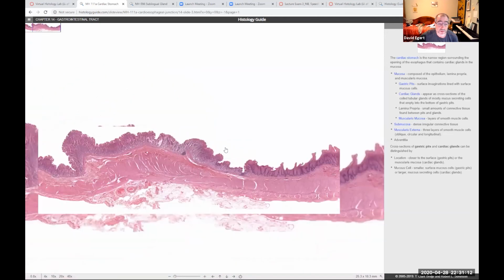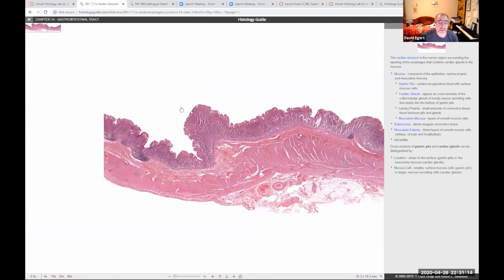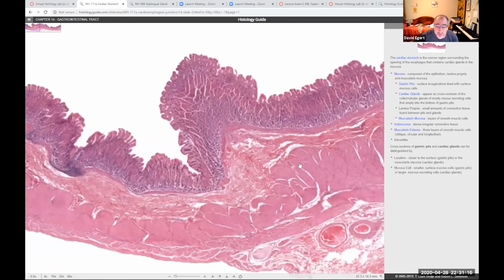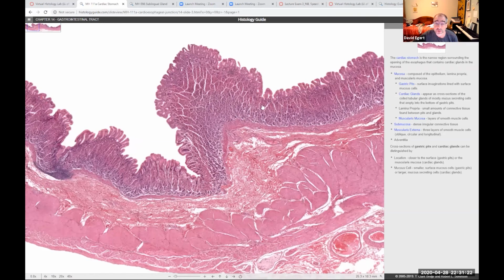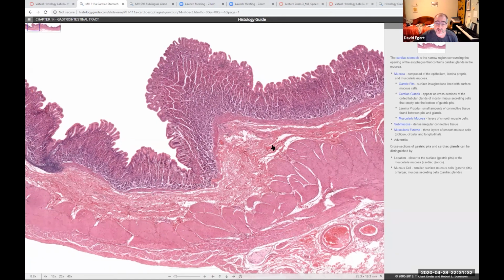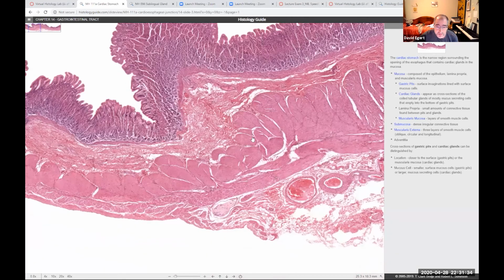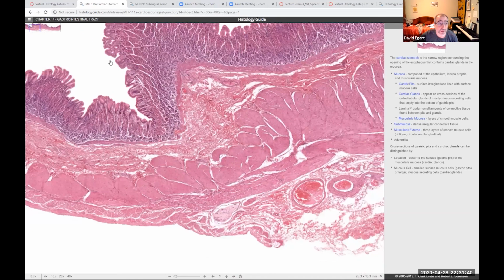So anyway, we'll come back. And again, for right now, I don't care that you know the details. We're going to talk about the details of these later. What I want you to be able to do is realize, oh, this must be the mucosa, but it's really convoluted. That's why it looks so weird. Submucosa, the dense connective tissue, muscularis externa with the circular and longitudinal layer, and in the stomach, there's another layer. So that's kind of what I want you to think about.